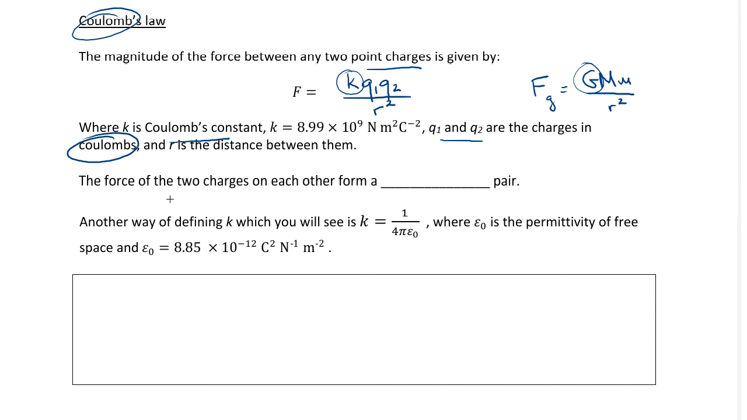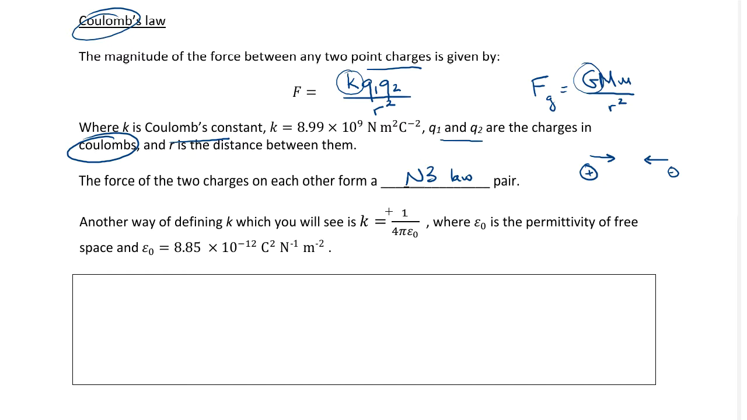Now, the force of the two charges on each other form a Newton's third law pair. So if you have a proton and an electron, let's say, and the electron is feeling an attraction from the proton, the proton is also feeling an attraction from the electron. Of course, the proton's more massive, so for the same force, it'll have a lower acceleration.